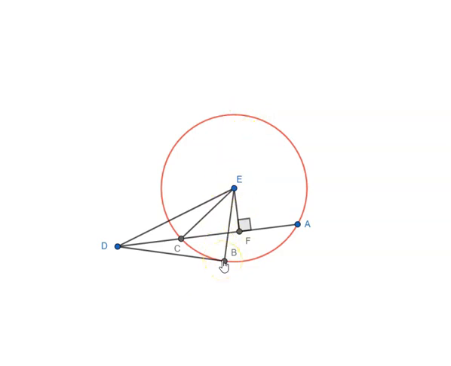So the diameter is touching the point of contact of the tangent. So this angle is 90 degrees. So this is a right angle triangle. So that's why we have DE square is equal to BD square plus BE square. So our expression becomes AD by DC plus BE square is equal to DB square plus BE square. Now BE square appears in both the sides of the equality, so we can subtract it out. And we are left with AD by DC is equal to DB square.